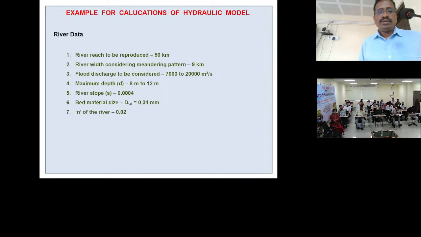And the river slope is 0.0004, the bed material size D50 is 0.34 mm, and Manning's n is 0.02. These are the parameters of the riverbed from Palla to Jaipur. This is the reach in Delhi only. It enters Delhi at Palla and leaves Delhi at Jaipur. The total reach is 50 kilometers, the width varies up to 9 kilometers, the discharge is from 7,000 to 20,000, and the depth varies from 8 to 12 meters.